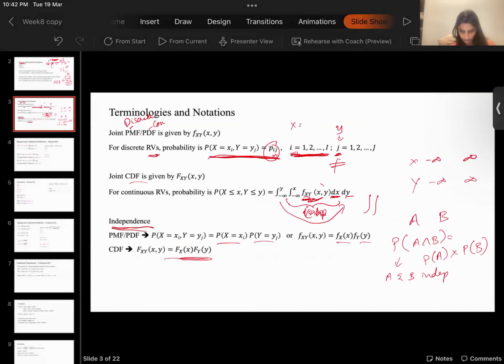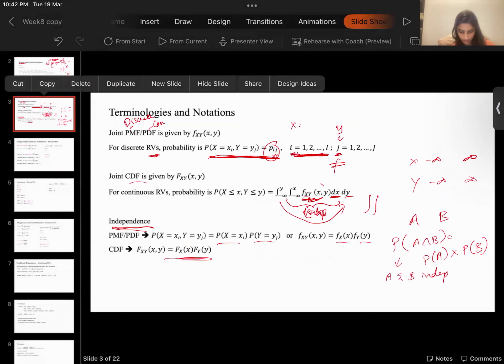Before we get into this, how do I add a new slide? New slide, yeah.